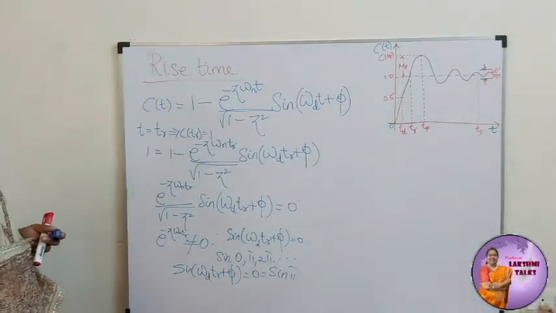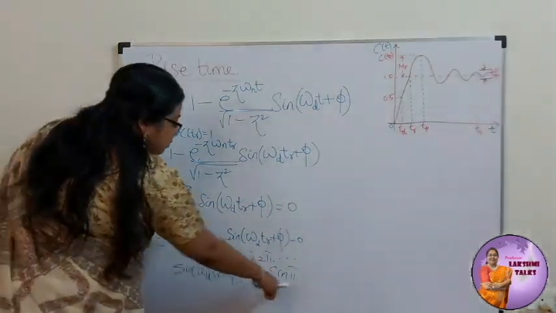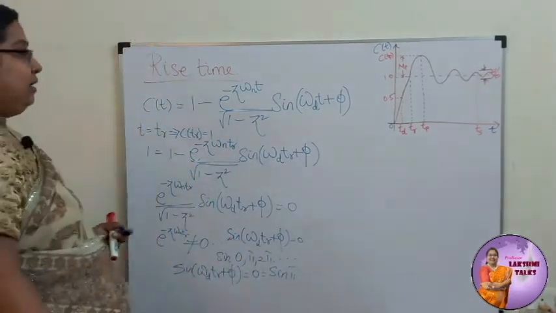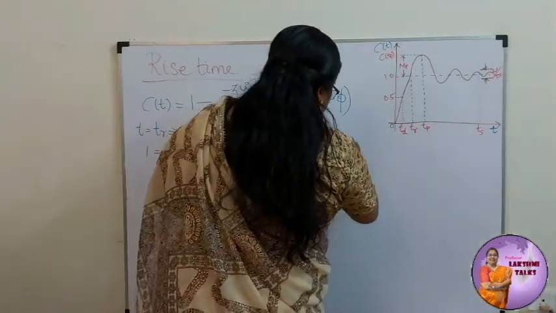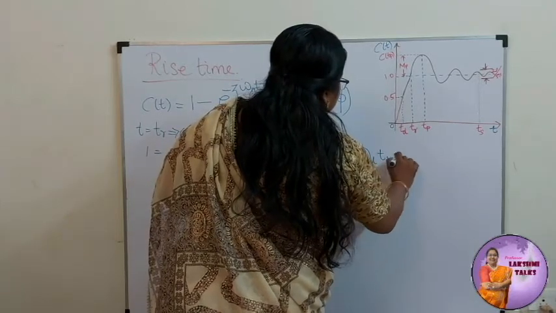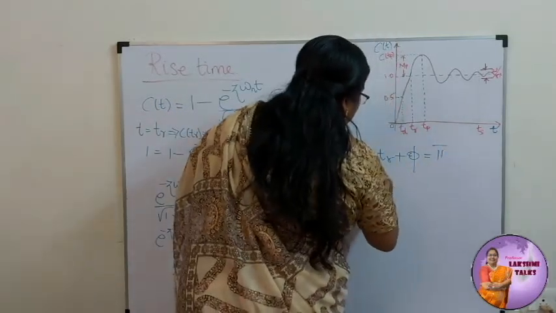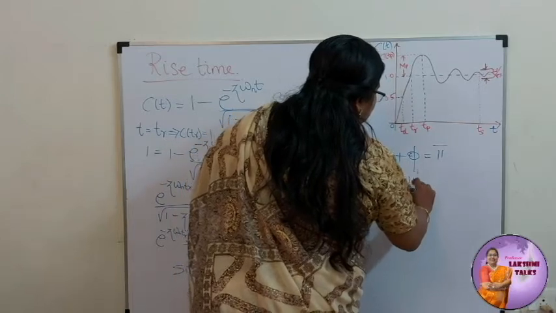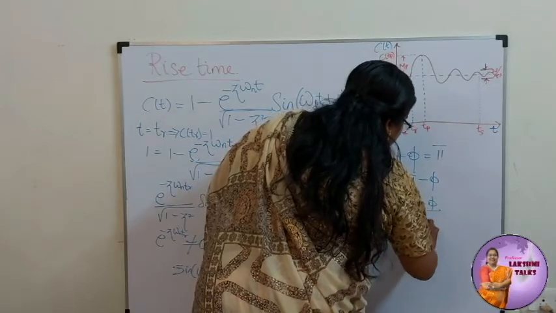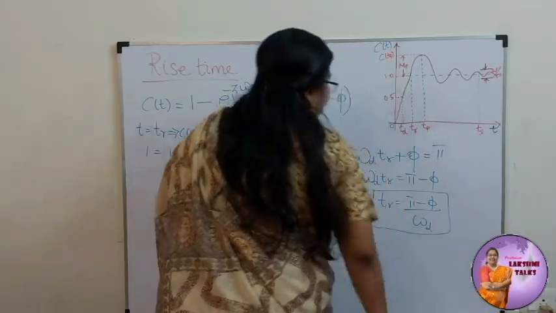Right? So now what happens? When this angle is equal to pi or equal to 0, we get sine 0. So we can equate it to pi, right? In which case omega d t r plus phi is equal to pi. So omega d t r is equal to pi minus phi, and t r is equal to pi minus phi divided by omega d. So this is the expression for rise time.